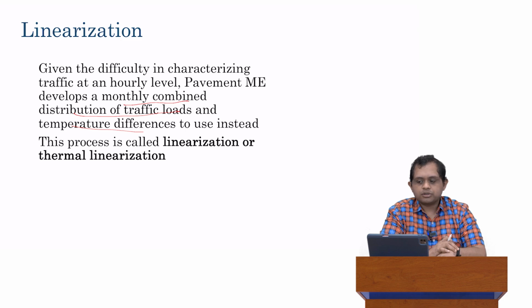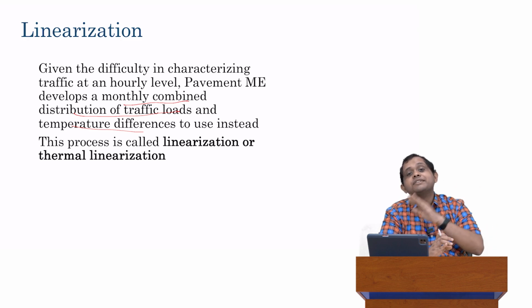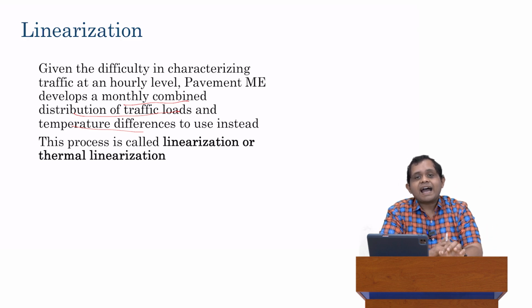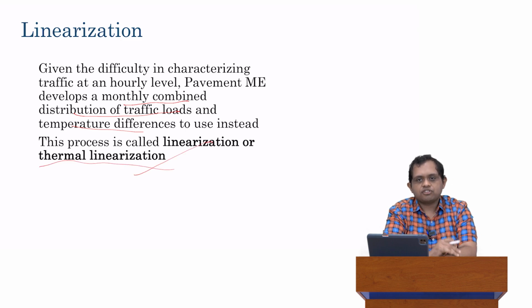We'll see more about how it's done today. It generates a probability distribution, and this is a joint probability distribution. For a given traffic load, it gives the probability of having a particular temperature difference. Instead of actually analyzing at every hour, it uses this probability distribution to calculate an average or expected value of the stress at each load level. This process is called linearization, or sometimes thermal linearization.